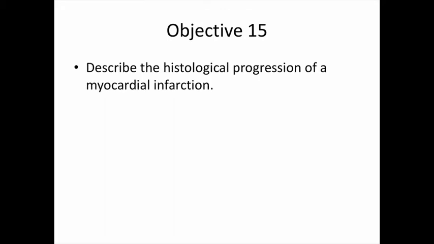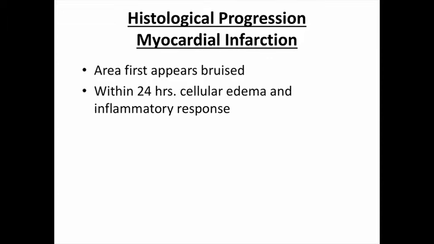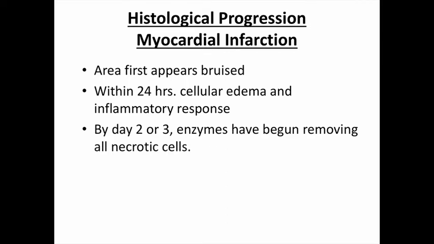And then, of course, you'd see that inflammatory margin around the cells if you were to actually have a tissue sample there. So histologically, I was just kind of talking about the histological progression of a myocardial infarction, which again is another name for a heart attack. So the area will first, and this is pretty much across the board with necrotic tissue, the area will seem bruised, if you can actually see it. Within 24 hours, we'll see cellular edema and the inflammatory response.